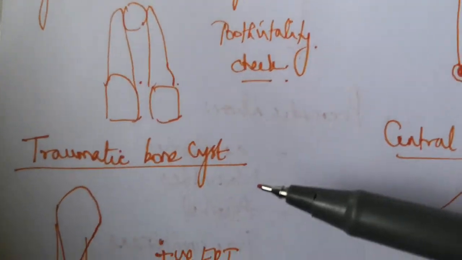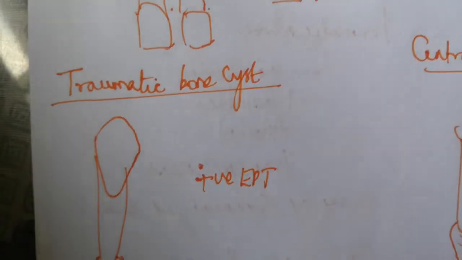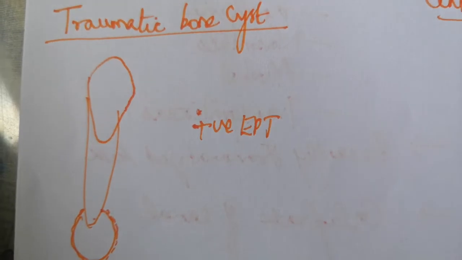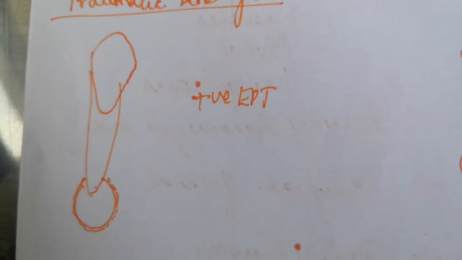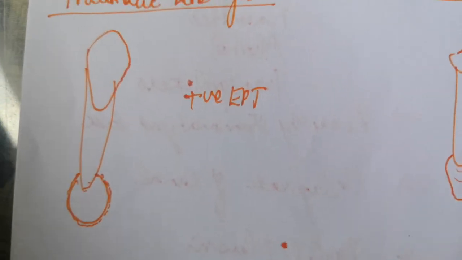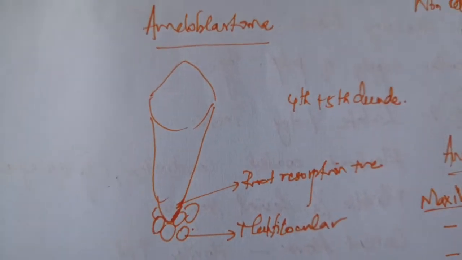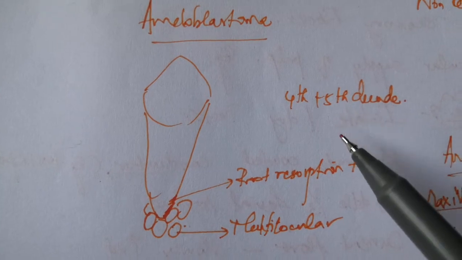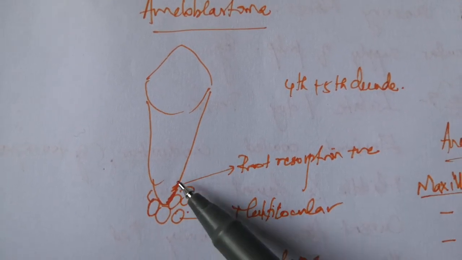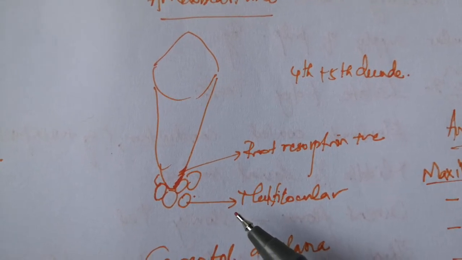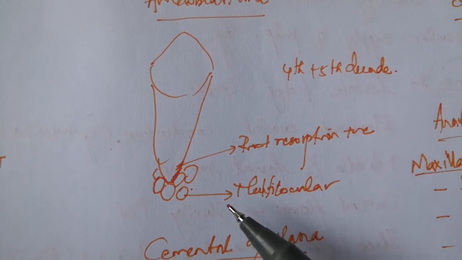Then the traumatic bone cyst. In the traumatic bone cyst, the electric pulse testing will be positive, but there will be a periapical radiolucency there. In case of ameloblastoma, mostly it occurs in the 4th and 5th decade, you will see a resorption in the root surface. In addition, you will have a multilocular radiolucency in the apical region.